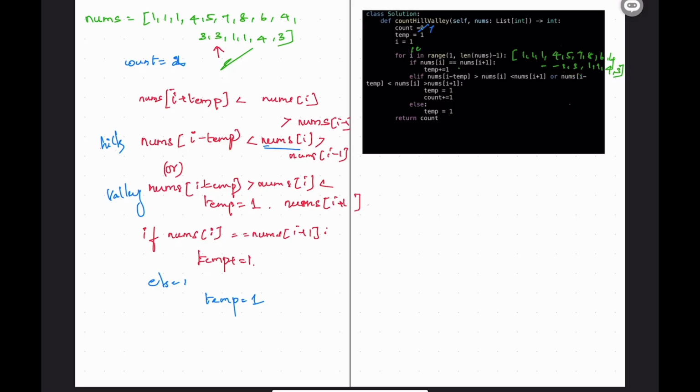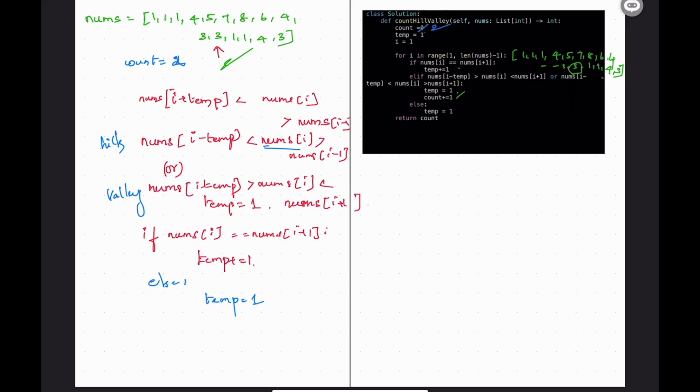If you see, I will go here and here. So temp will get updated to 2 again. And I minus 2 will be 12, so 12 minus 2 is 3. And I plus 1 is 4. Now this is greater and this is also greater. So it forms a valley. So the count will get updated to 2 and temp will get reset to 1.